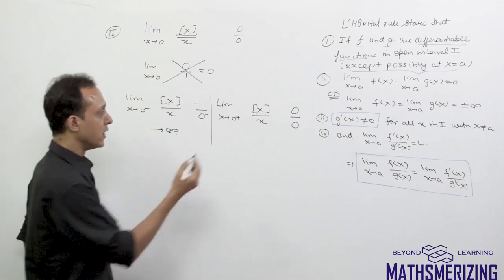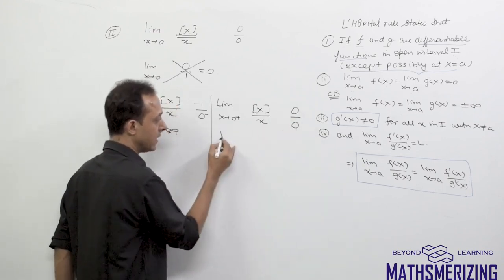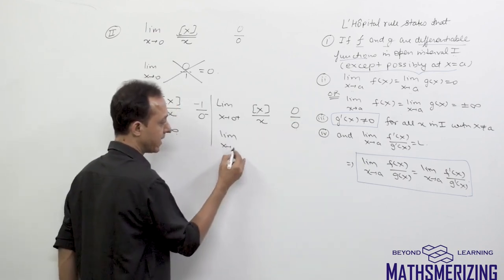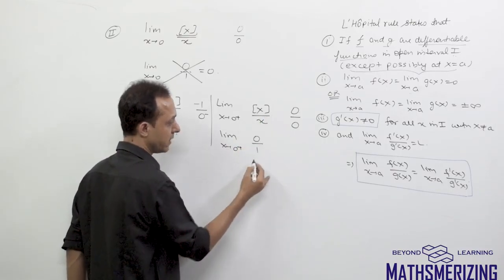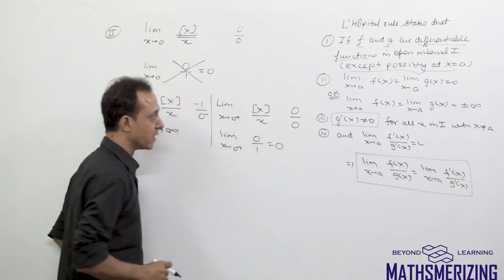x is also 0. Now here I have 0/0 form. Here I can use L'Hopital's rule. So limit x tends to 0 positive. Now derivative of greatest integer function of x will be 0. Derivative of x will be 1. So now this limit is 0.